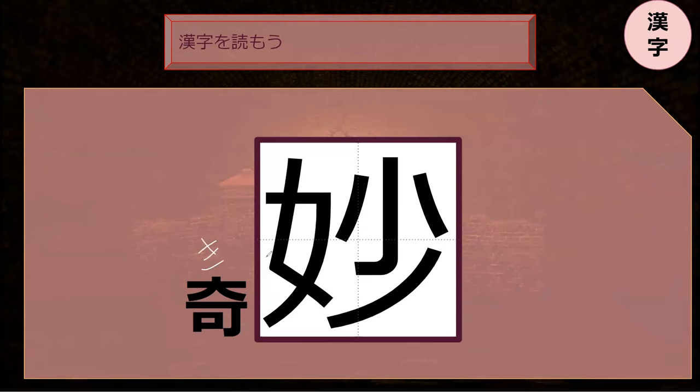Kimyo is strange. This is iron, tetsu. Okay, so tetsu no mon no kagiana no katachi wa kimyo da. The shape is strange. The shape of the keyhole of the iron gate is strange. Perfect. This word right here starts with ki. What did it end with? It ends with myo. Perfect.